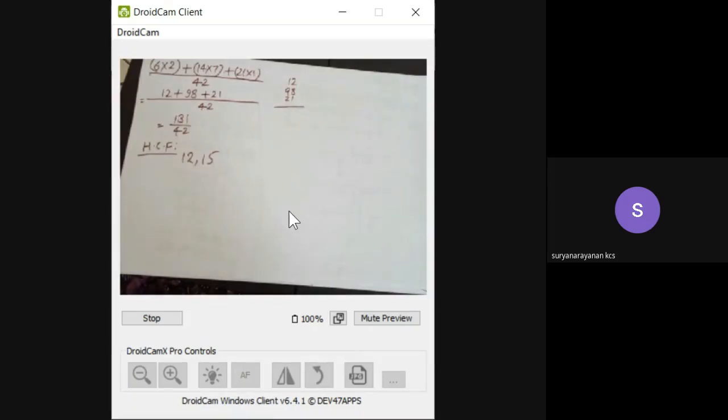The first one is the factors method, and the second one is the prime factorization method. You can use any method, whatever the method is easier to you. Find the HCF of 12 and 15. Now do this question, my dear children, and tell me the answer.